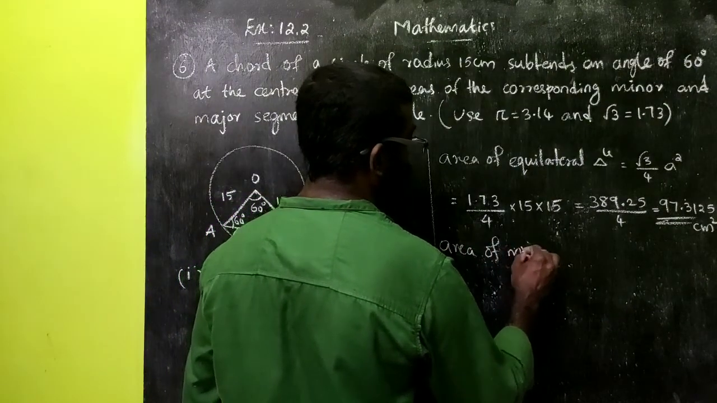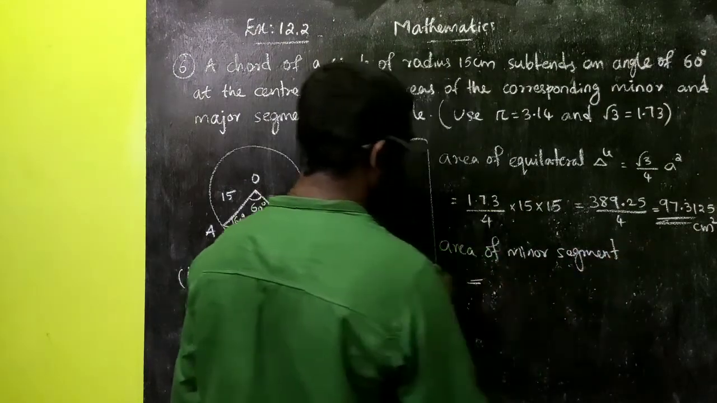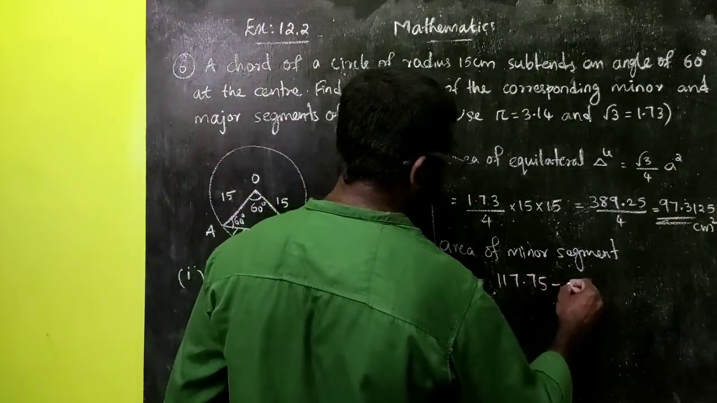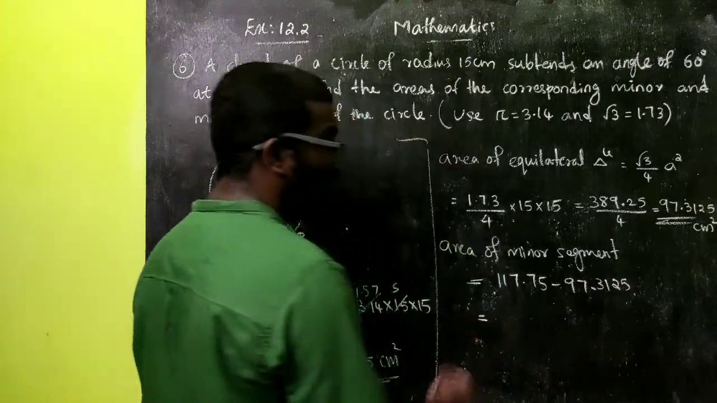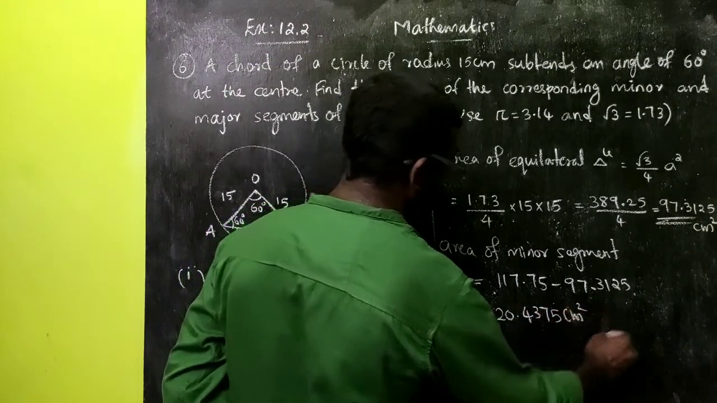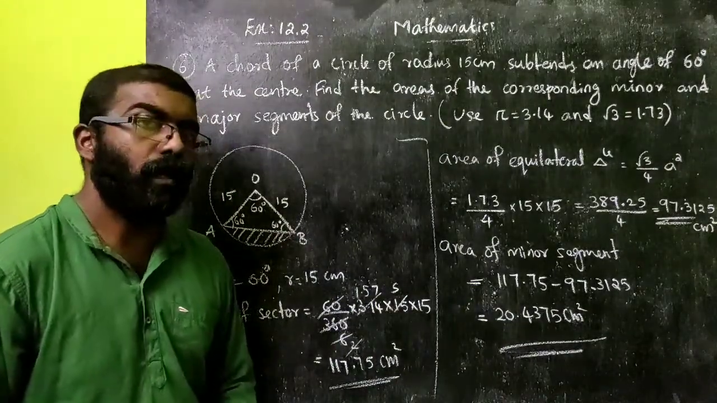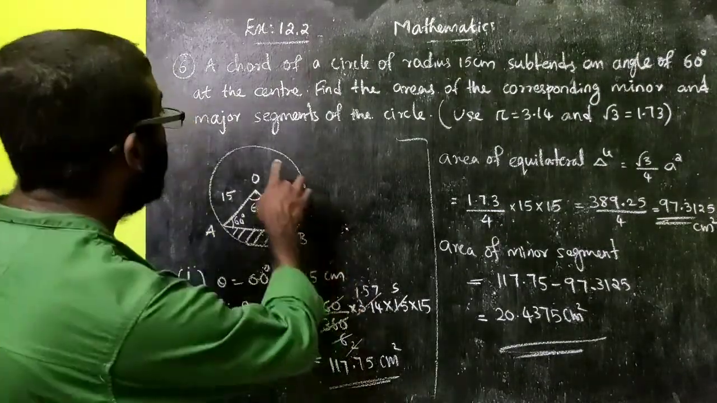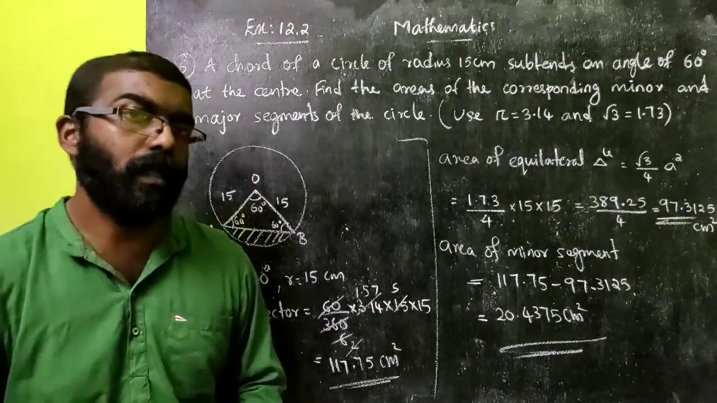Area of minor segment is equal to area of sector minus area of triangle. That is 117.75 minus 97.3125, which is equal to 20.4375 centimeter square. So the area of minor segment is equal to 20.4375. So the first part is over. Now we have to find the area of the major segment. For that, first we have to find area of the circle.